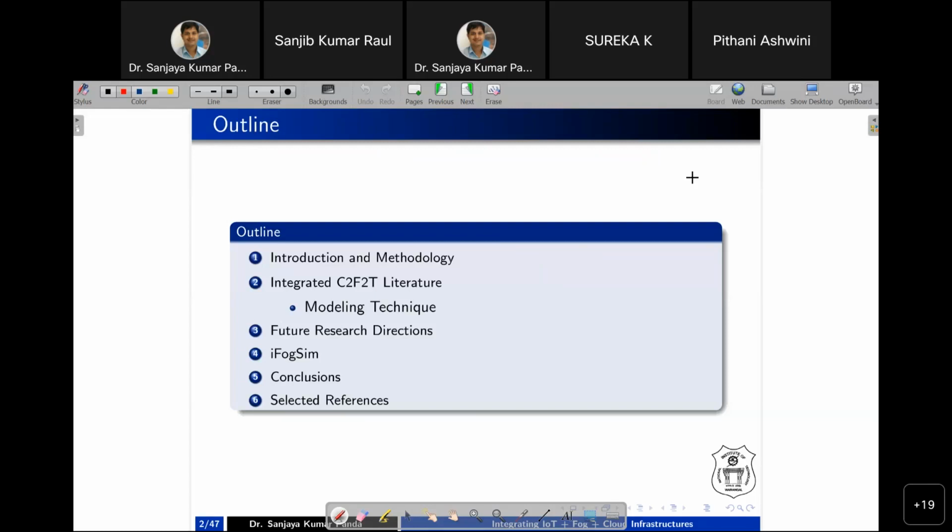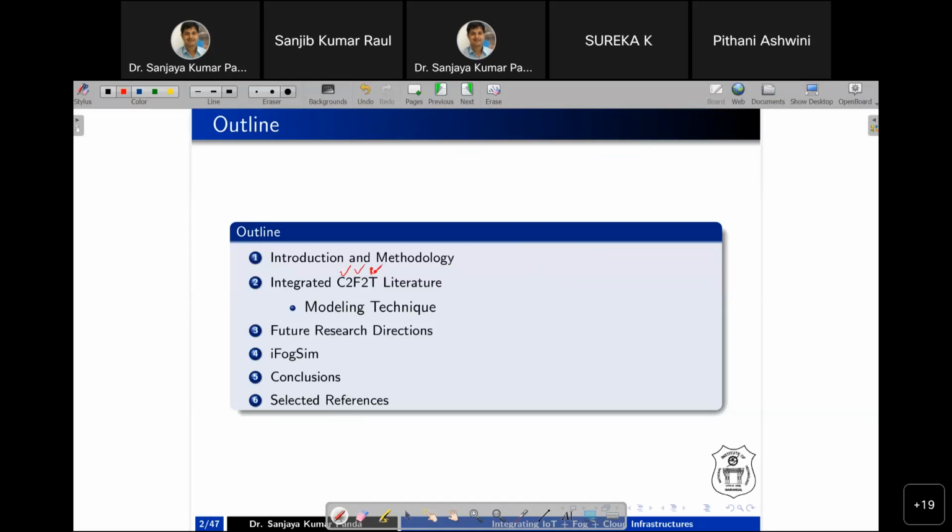Then we'll see the integration in the literature, which is called C2F2T. C stands for cloud, F stands for fog, T stands for things. In Internet of Things, we take the term T, that is called things. So there are three layers. One is cloud in the top layer, fog is in the intermediate layer, T is in the bottom layer. So we'll see the mapping between these three infrastructures based on the literature.